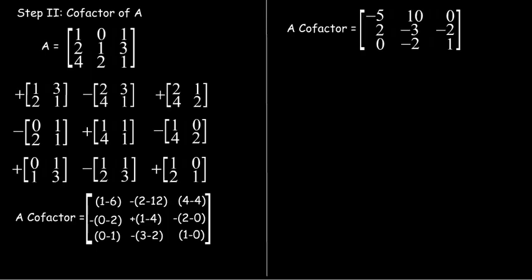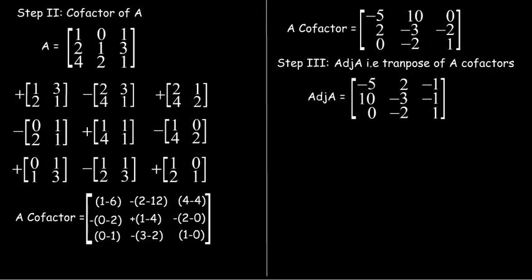And for our step 3, which is the adjoint of A, we are simply going to transpose the cofactor of A. So the adjoint of A will be equal to the matrix minus 5, 2, minus 1, 10, minus 3, minus 1, 0, minus 2, 1.